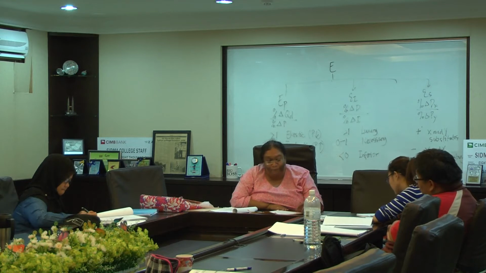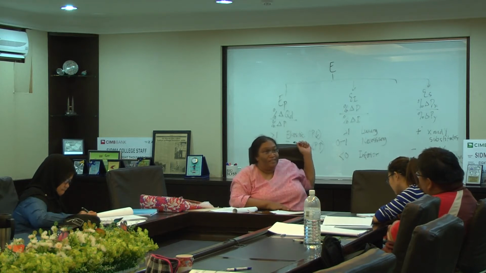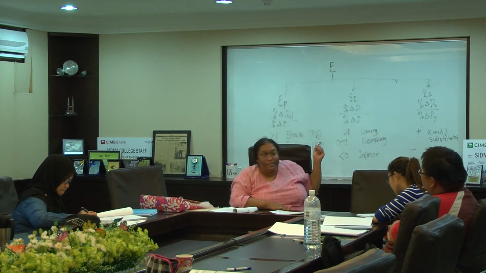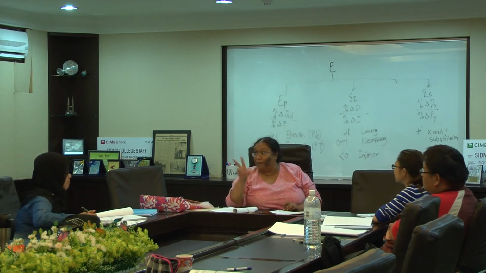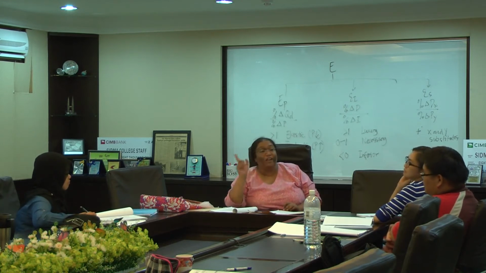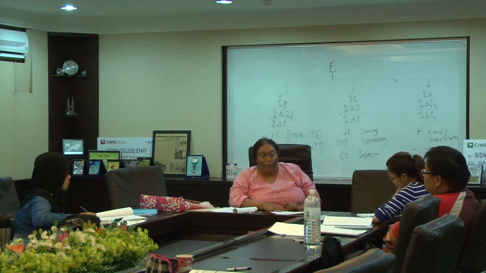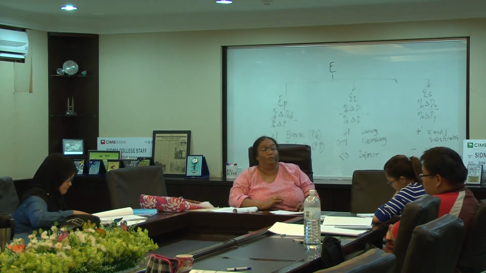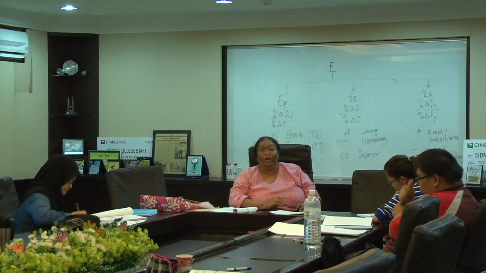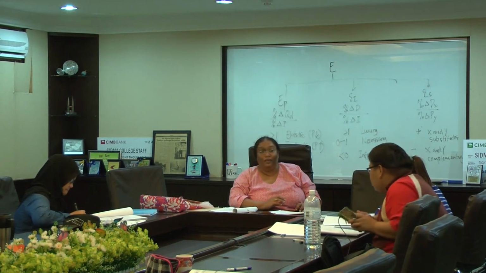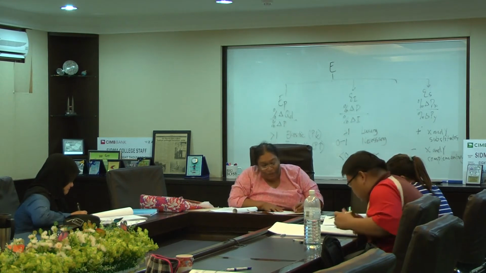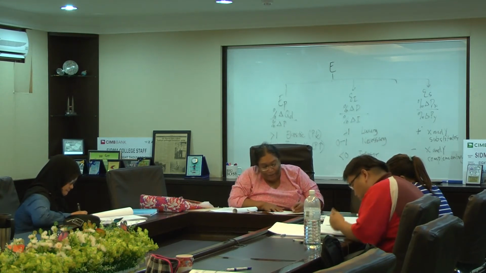Now what elasticity is this? Is it price elasticity, income elasticity, or cross elasticity? Price, because it's the same good, price of fish and quantity of fish. Now I want you to calculate the percentage change in the quantity of fish. You know how to calculate percentage change, right? How do you calculate the percentage change in the quantity demanded for fish?